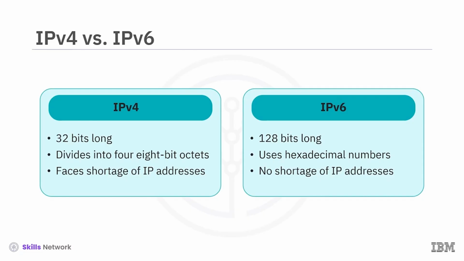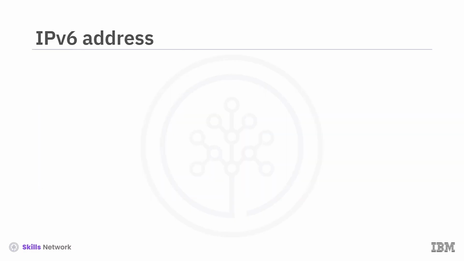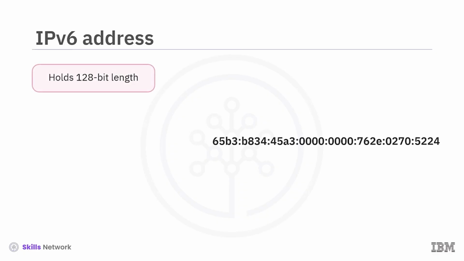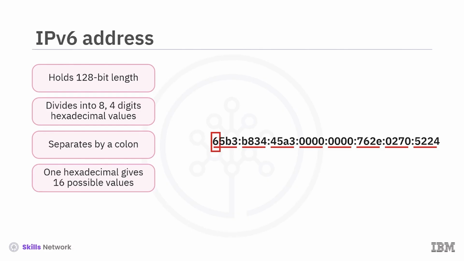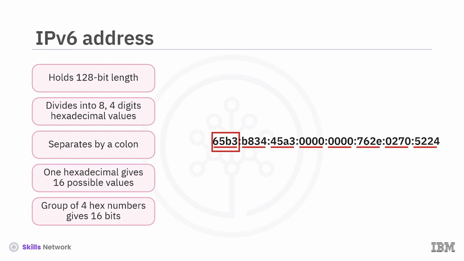Let's explore the IPv6 address in detail. An IPv6 address being 128 bits long is 4 times longer than the 32-bit IPv4 address, but that does not give us only 4 times as many addresses. Each IPv6 address is divided into 8 4-digit hexadecimal values, each separated by a colon. Each single hexadecimal digit can have 16 possible values, which makes it a 4-bit long binary. Hence, a group of 4 hex numbers would be 16 bits. And there are 8 of these in the IPv6 address, so 8 times 16 brings us up to 128 bits.